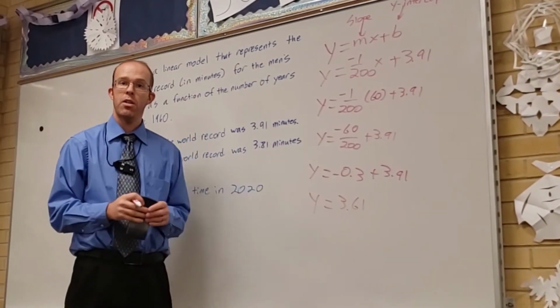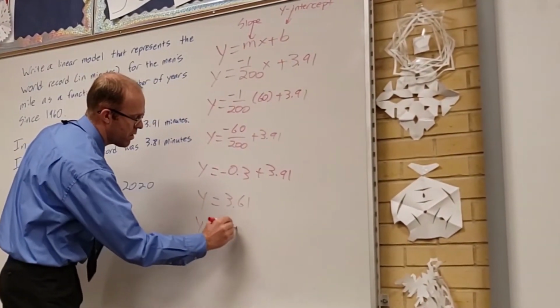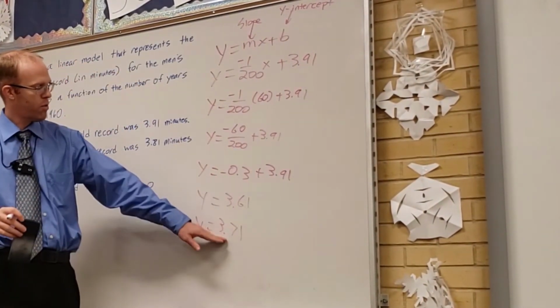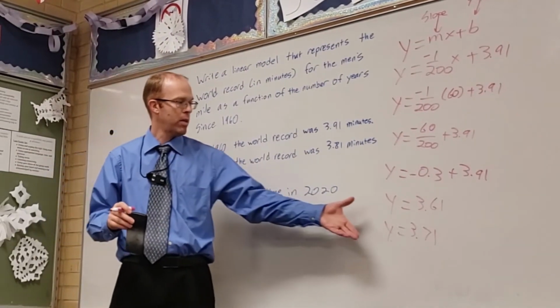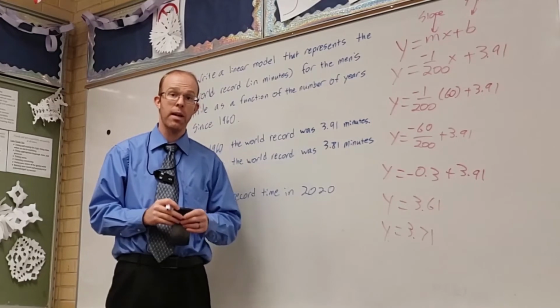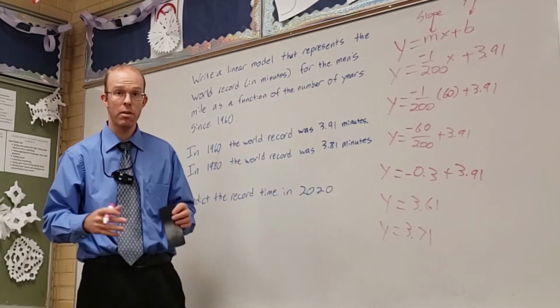I looked it up just a little bit ago, and it turns out the record is actually 3.71. So it hasn't dropped as far as we might have predicted back in 1980, but we do see that it is going down as expected. So kind of interesting to me to see how close we ended up predicting with our linear model.